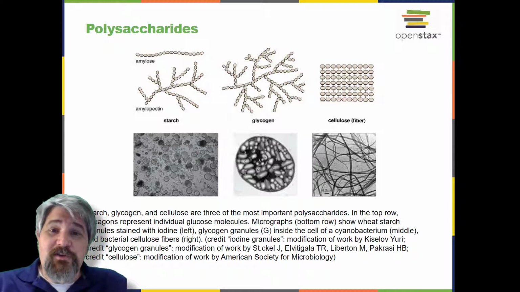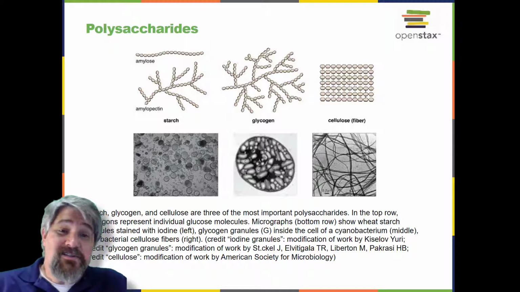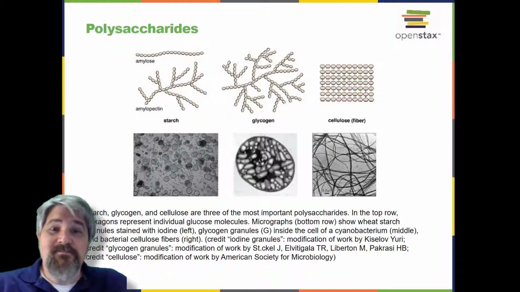Modified glucose molecules can be fundamental components of other structural polysaccharides. Examples of these types of structural polysaccharides are N-acetylglucosamine, or NAG, and N-acetylmuramic acid, NAM, found in bacterial cell wall peptidoglycan. Polymers of NAG form chitin, which is found in fungal cell walls and in the exoskeleton of insects.